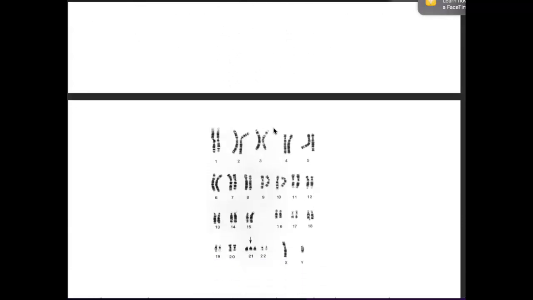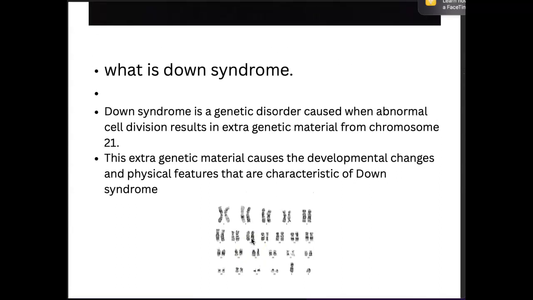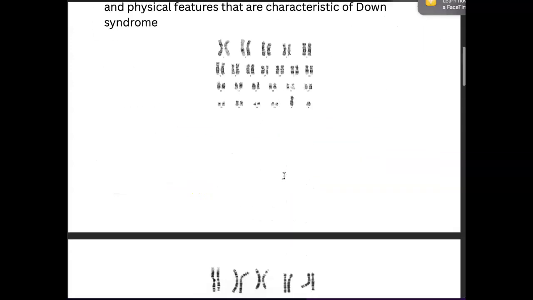But when we compare a normal person with a person who has Down syndrome, we will note that in pair number 21 there's an extra chromosome. It should be 2, but right now right here we have 3, and that extra chromosome causes the developmental changes and physical features that are characteristic of Down syndrome.